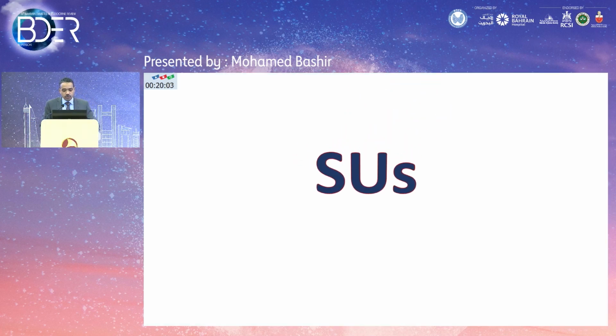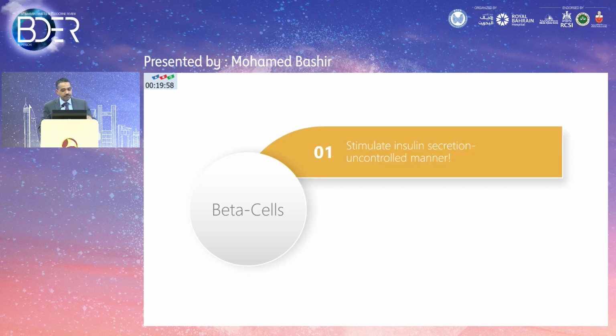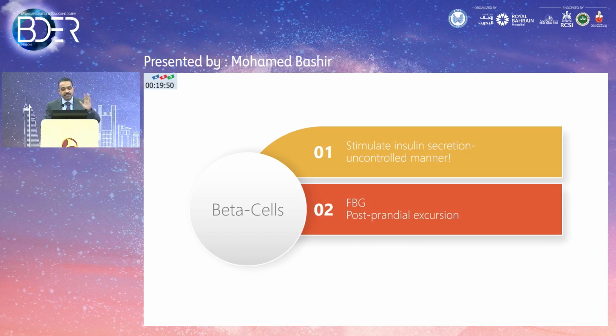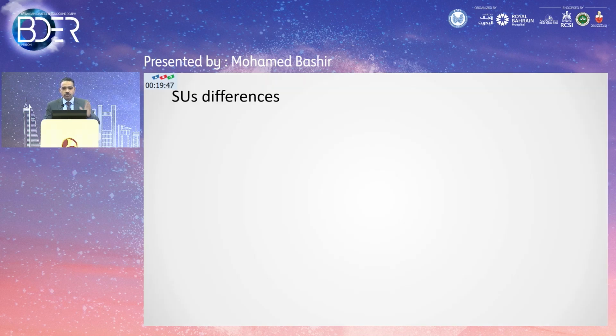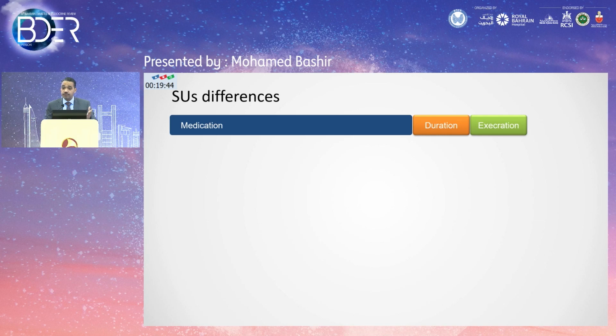And what's the control? Sulfonylureas are the second most common agent that has been studied. We know that sulfonylureas just press on the pedal of the car, just keep pushing the beta cells to produce insulin in an uncontrolled manner, impacting the fasting and the 2-hour glucose. And they have a high risk of hypoglycemia. But not all sulfonylureas are the same, they're different.